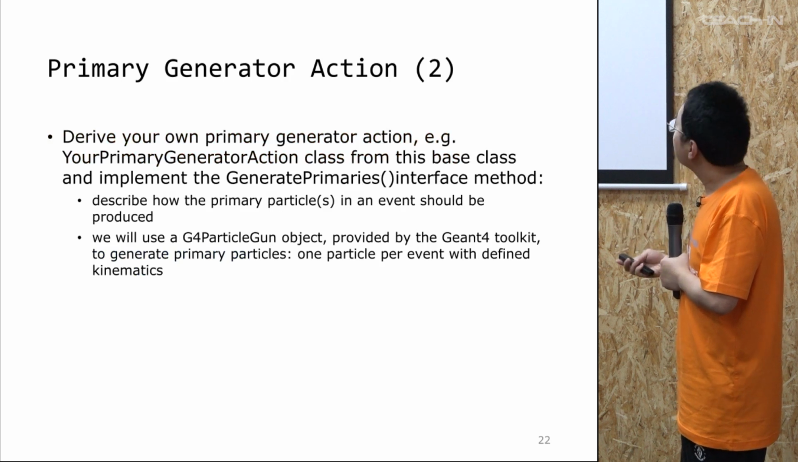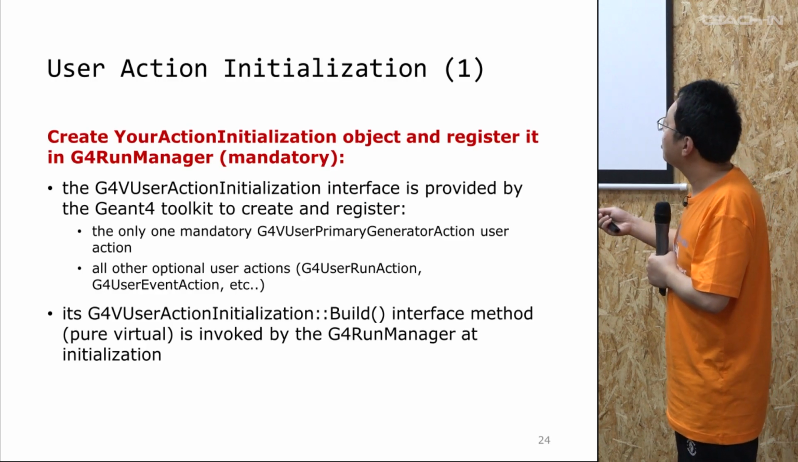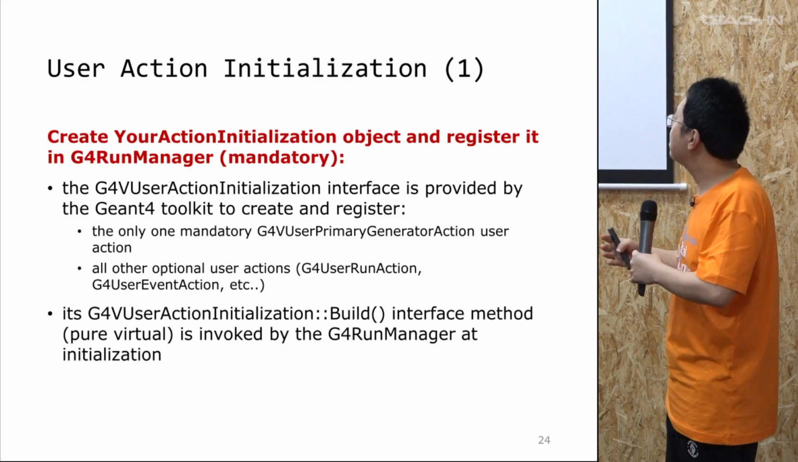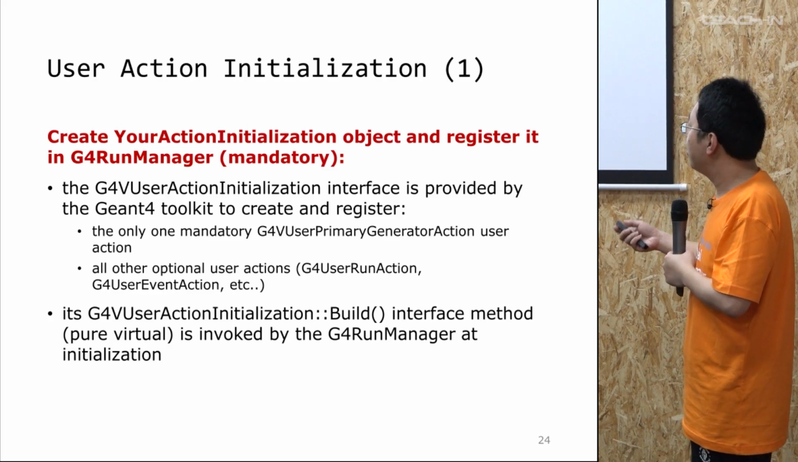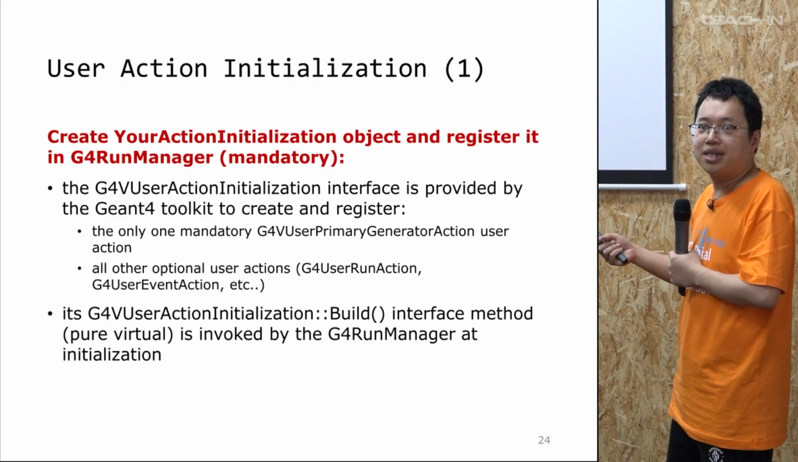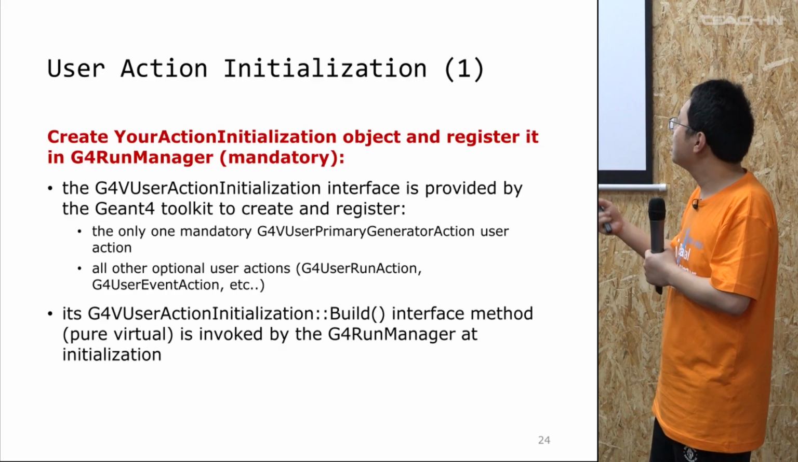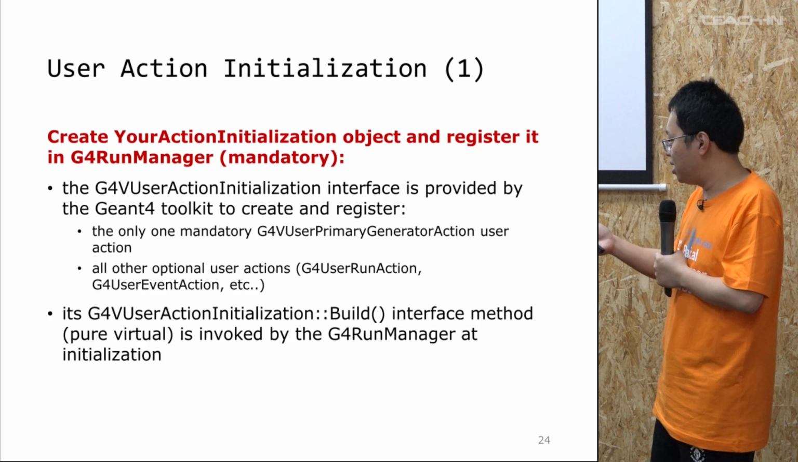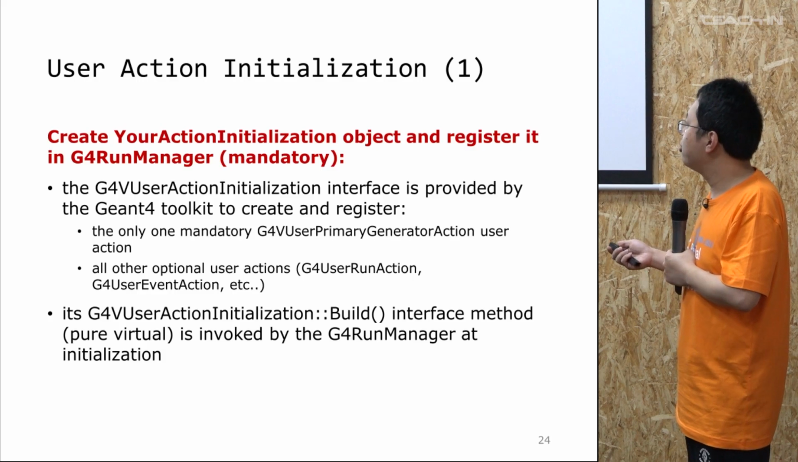Okay, so I think we can just continue. Then there is the user action. You need to put all the necessary actions inside this action initialization object. There are several levels: you can get the information at the run level, the event level, or even the track level and the stepping level. It provides a very important interface for users to retrieve this Monte Carlo truth information.